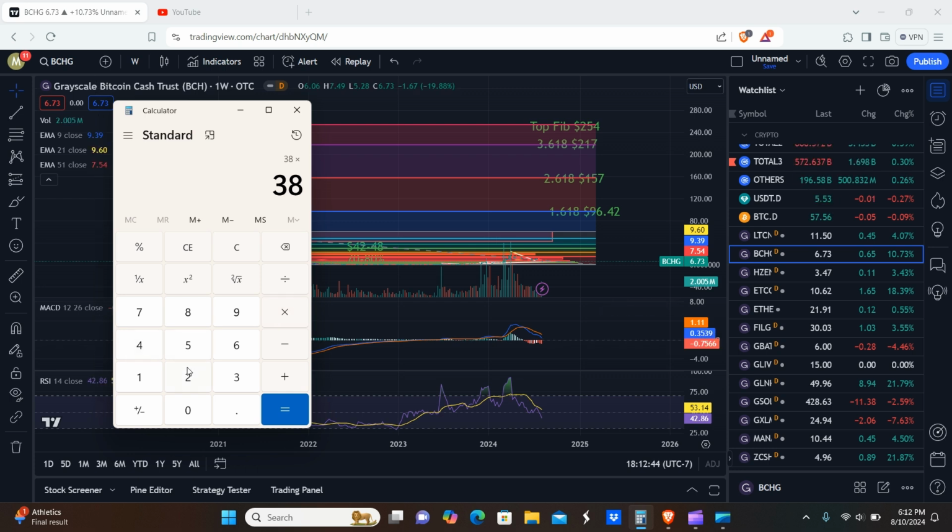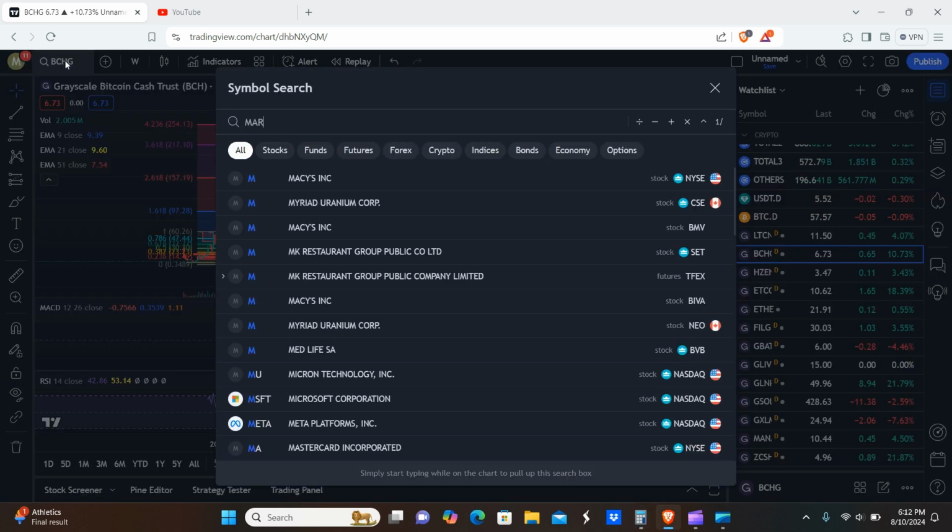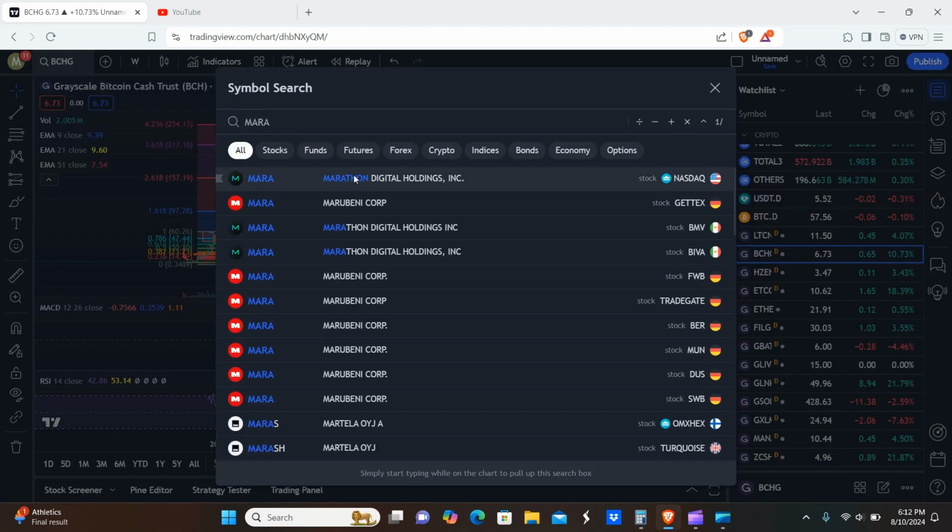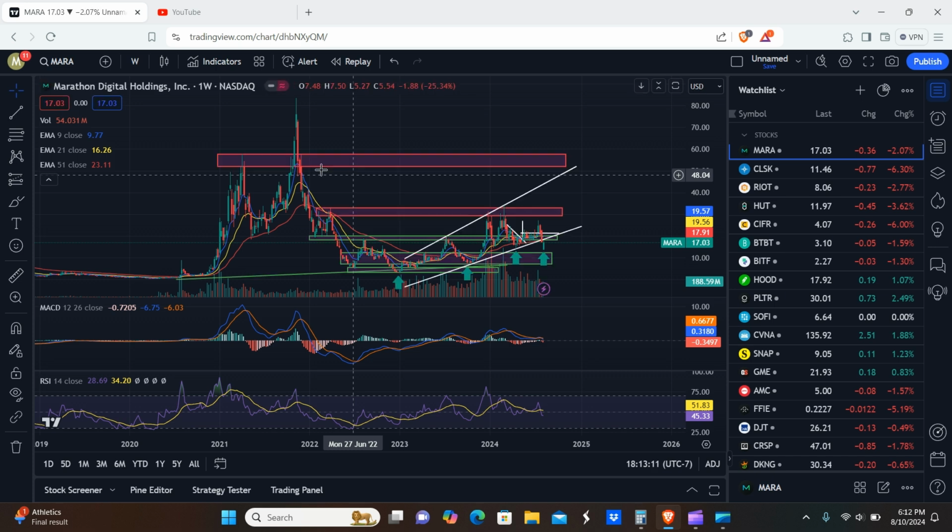But there's a lot of tokens in the native space that probably will do a 38x. Mara, for example, from its lows, I could actually show you guys that here in a minute. From its lows to the previous swing high was a pretty massive gain. So $76,000 here on BCHG. I do actually want to look that up just to show you guys that getting a 20, 30, 40x is not exclusive just to the Grayscale trusts or even the native space. It can happen with basically anything.